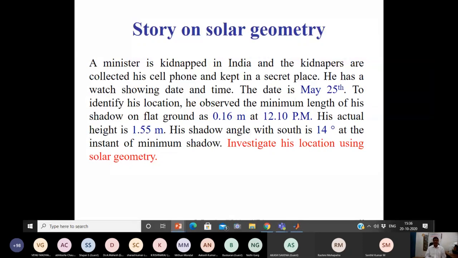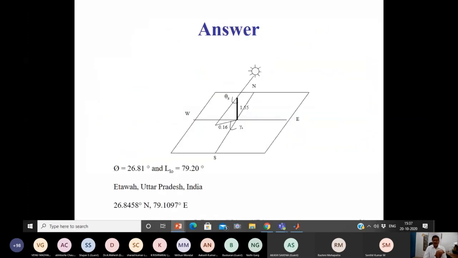And he also calculated the angle between his shadow and the south line. Then this is the only given information. Is it possible to identify or investigate his location? How to define the location? That means latitude and longitude are required. In Google Maps also, if you define the latitude and longitude, immediately you can trace the point, that is, this is a location. So we can apply this solar geometry.